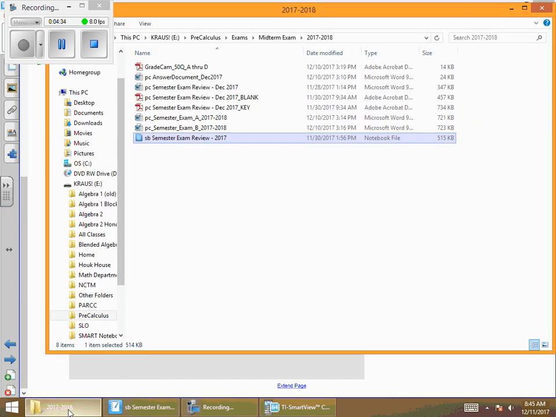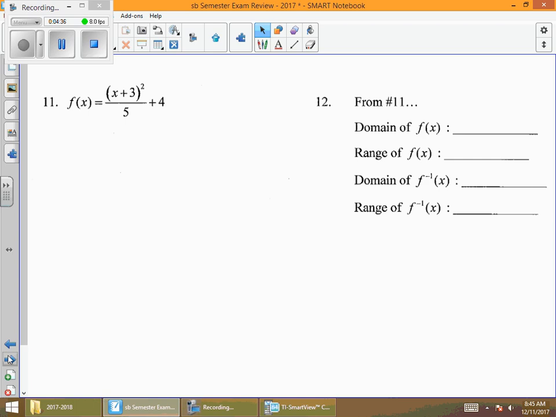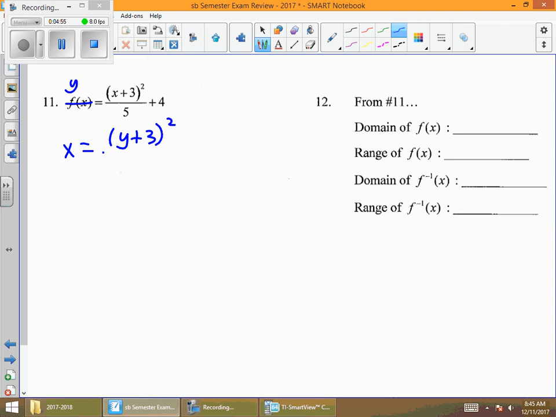All right, let's take a look at the second one in this section. So we're still finding inverse. It's a little bit of a different function. It's a squared function. So switch out x and y. So x is going to equal (y plus 3) squared over 5 plus 4.